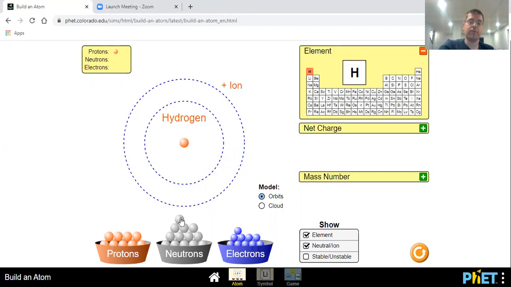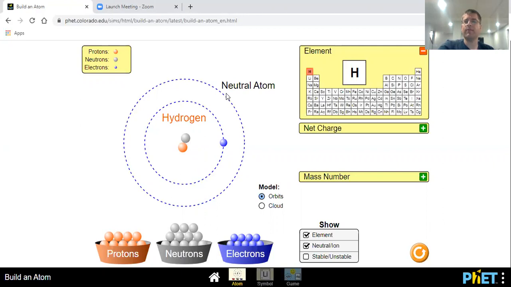So let's see what happens if I pick up a neutron. Where does it go? Right into the nucleus. Same thing. So protons and neutrons go right to the nucleus. Again, don't worry about this, we'll get there. So the protons are positive, the neutrons are neutral. Where do the electrons go? They go to the outside. They are outside the nucleus in the orbits.